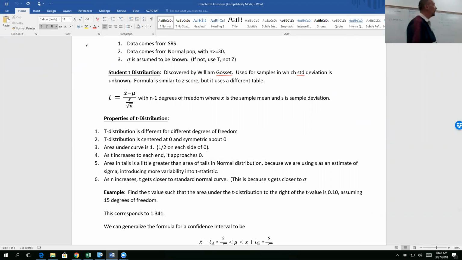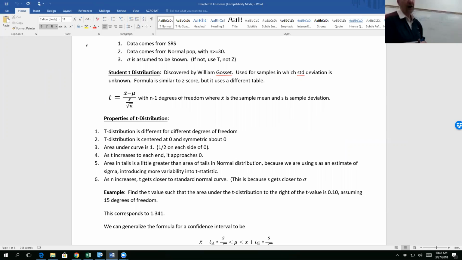Okay, so here's what I'd like to do. I'm going to introduce to you a new formula. I'm going to concentrate more on the t-distribution because I think you understand the z, since we've gone over that quite a bit. Yes? Can you remember what SRS is? Simple random sample. Okay? So yeah, we're always assuming it's a simple random sample.